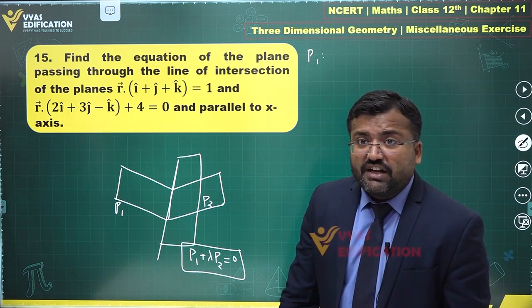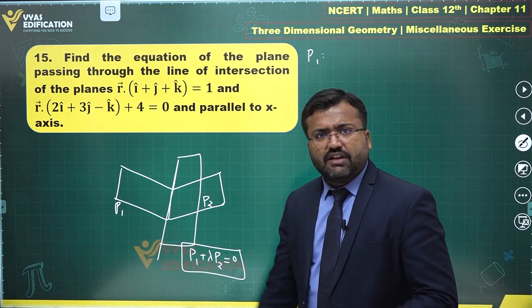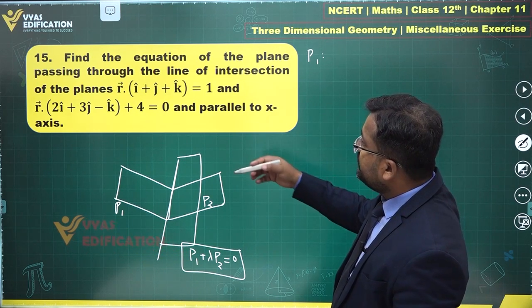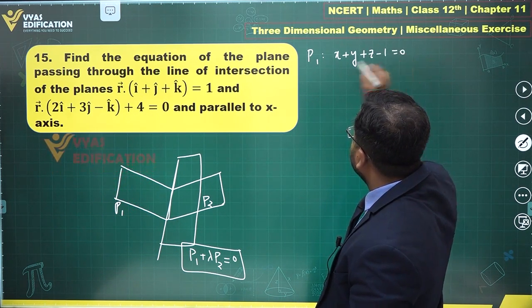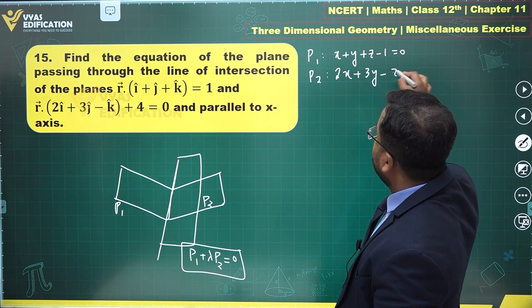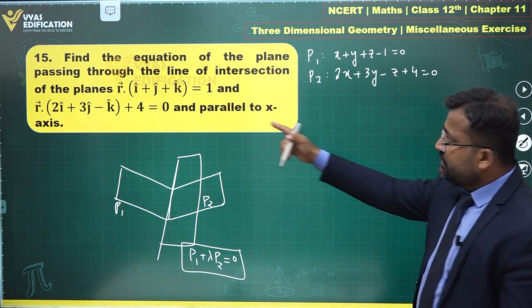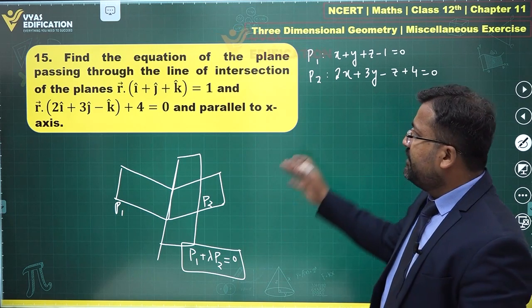Is it easier to use the Cartesian form? Yes, it is easier to use the Cartesian form in such cases, although you can use vector form as well. But let me write the equation in Cartesian form. This is x plus y plus z minus 1 equal to 0. P2 is 2x plus 3y minus z plus 4 equals 0. Simply replace r vector with xi cap plus yj cap plus z k cap. That's what you have done.